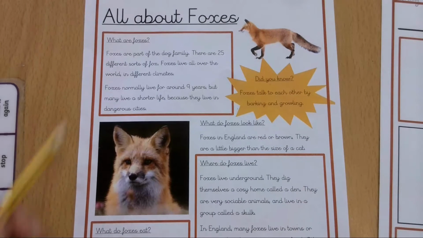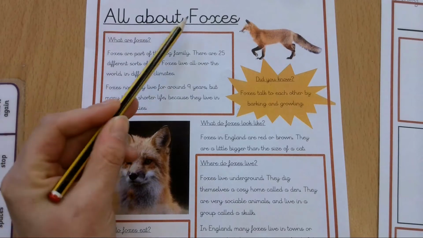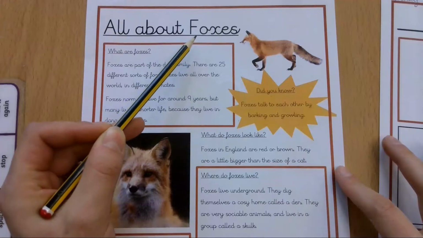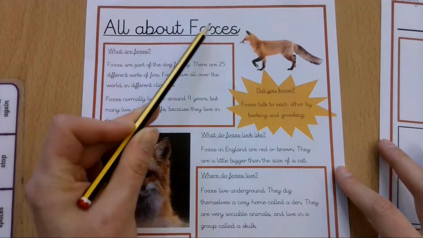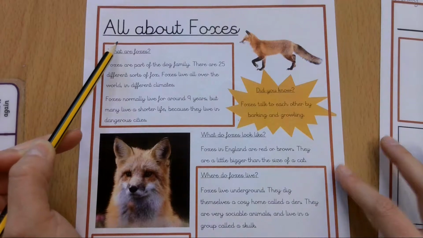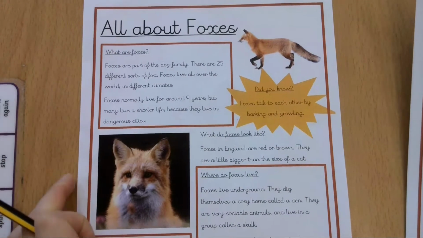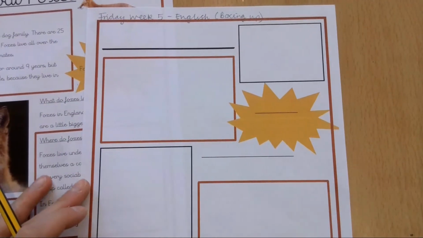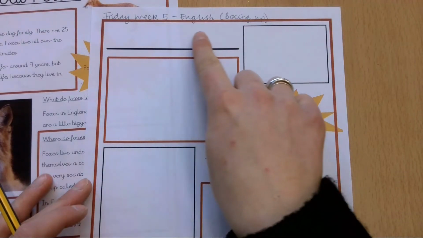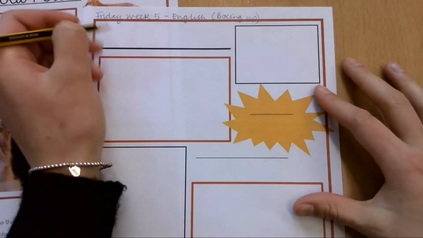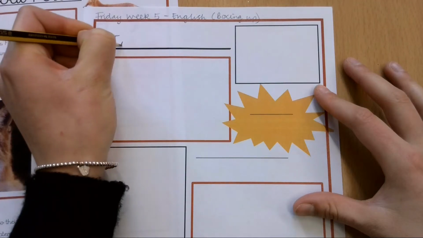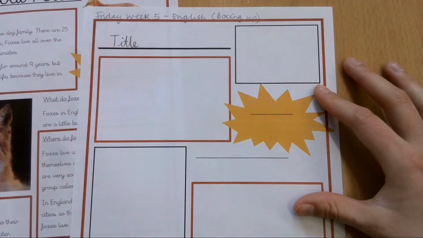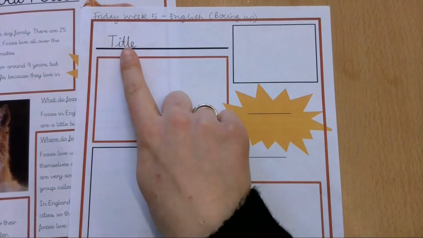So, we're going to look at this, All About Foxes. What is my feature of the text? I'd like you to have a think quickly. What is this? This line is our title. So on my boxing up sheet, I am going to write on this line, because we always underline our title, I am going to write title. There we go. So we've got our title, our first feature of our text.